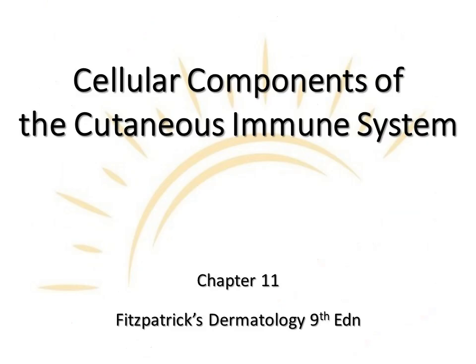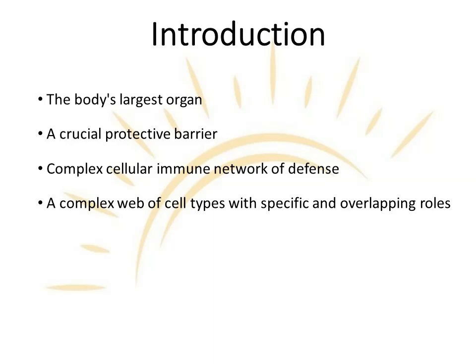Cellular components of the cutaneous immune system. Introduction. The skin is the body's largest organ and a crucial protective barrier. It hosts a complex cellular immune network that defends against microbes and other stressors.